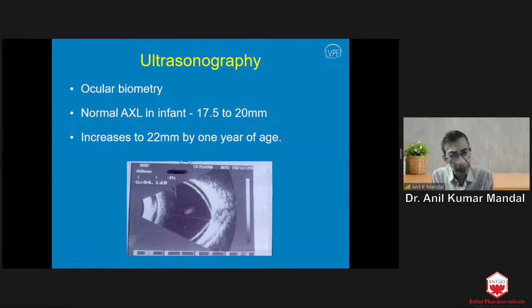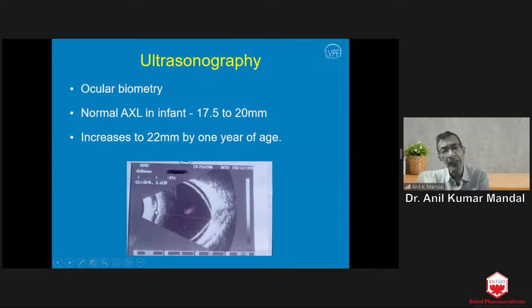Ocular biometry is important, and axial length in a normal infant is about 17.5 to 20 millimeters. But when there is excessive enlargement of the globe, you have to be very careful and compare with the age-appropriate value. An axial length of 22 millimeters by 1 year of age is highly suspicious.